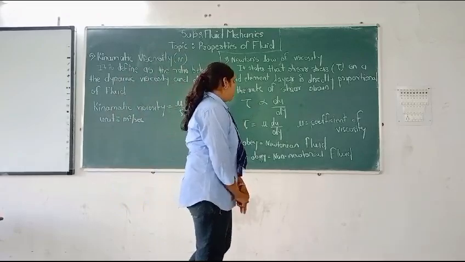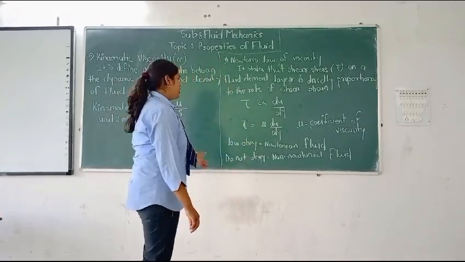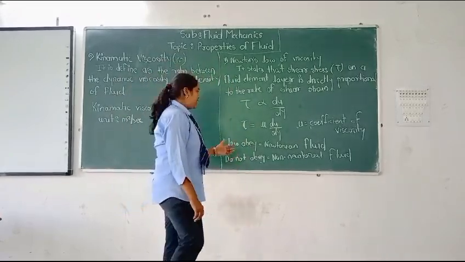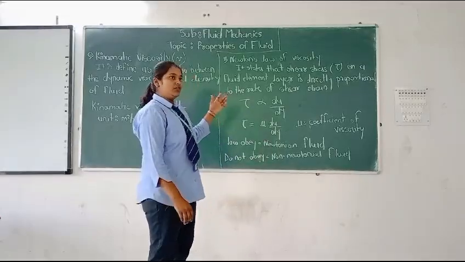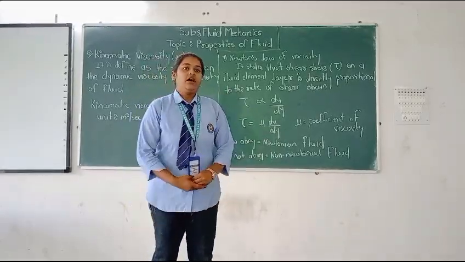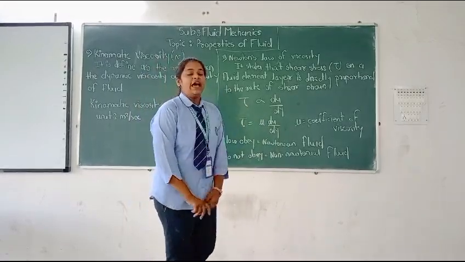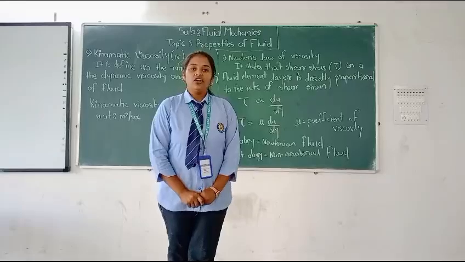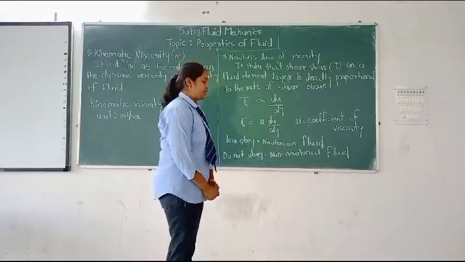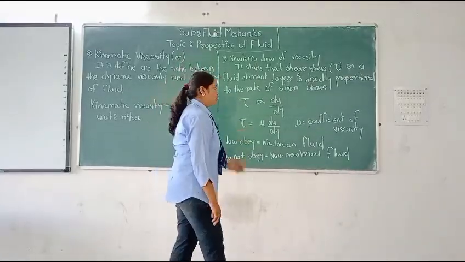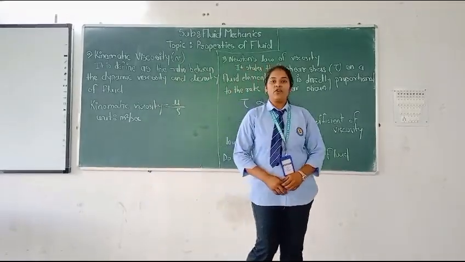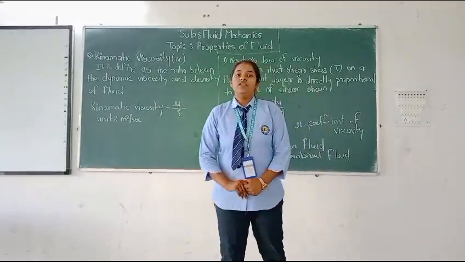Here are two noted points: a fluid that obeys Newton's law of viscosity is known as a Newtonian fluid, and those fluids which do not obey Newton's law of viscosity are called non-Newtonian fluids. So these are the 7 properties of the fluid we have studied.